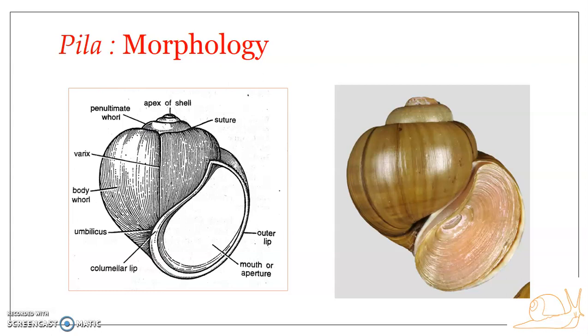Now, speaking of the Pila, as we have already seen, it is a gastropod which is provided with a univalved shell. That is, a single valve provides a protective covering for the Pila. The shell also exhibits twisting, or coiling, shell coiling. The body of the Pila is enclosed and protected by a hard calcareous shell, which is univalved. Then it is conical in shape.